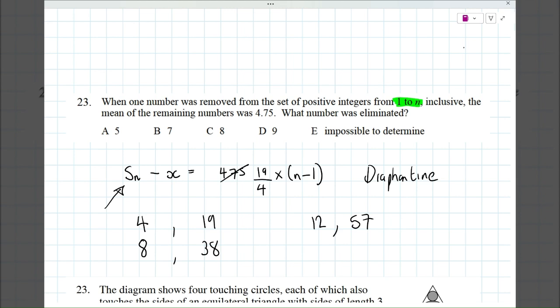Or if we had 8 numbers with a mean of 4.75, that means that we would have had 9 numbers in the original list, and you can do this just purely numerically.